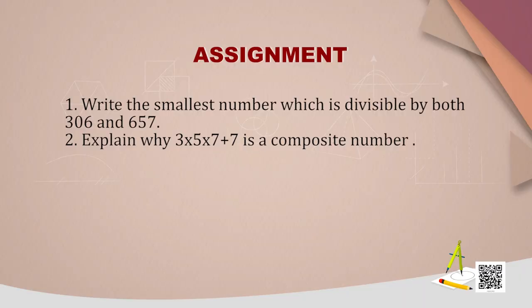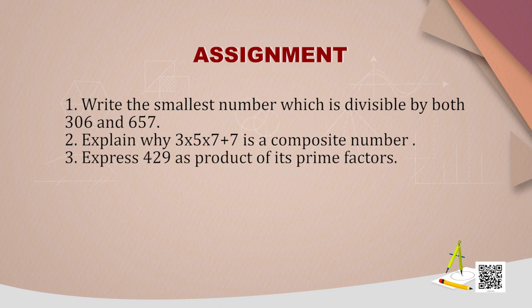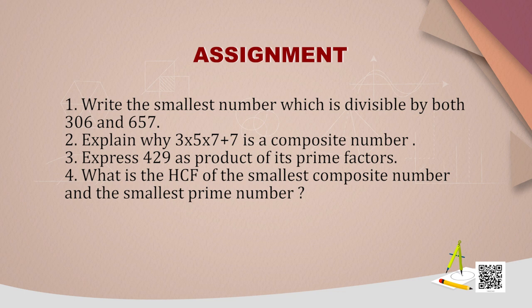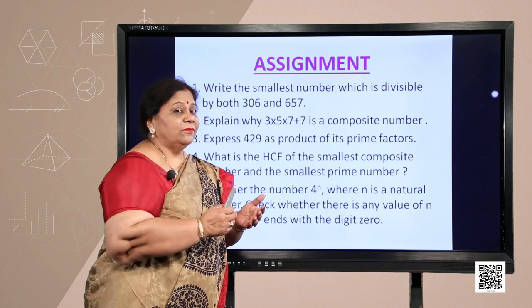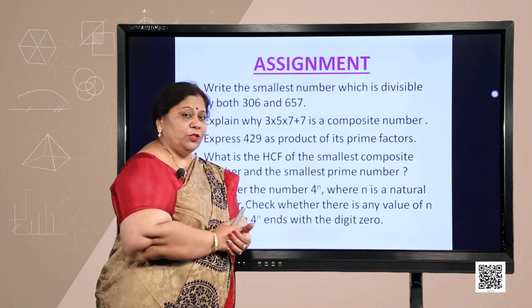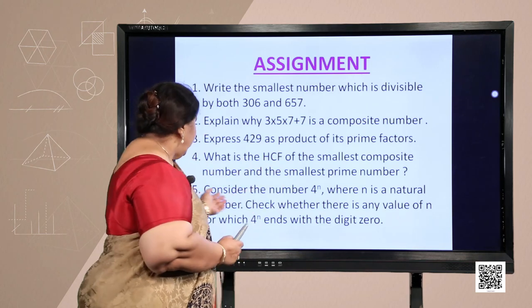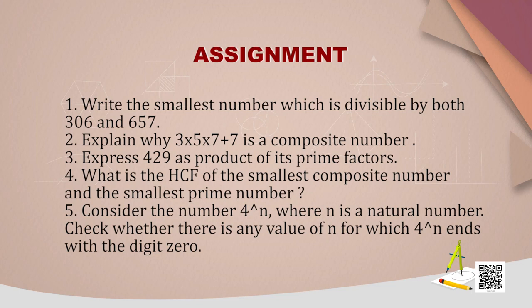Next question, explain why 3 into 5 into 7 plus 7 is a composite number. Question number 3, express 429 as a product of its prime factors. Fourth question, what is the HCF of the smallest composite number and the smallest prime number? I can give you a hint here. What is the smallest composite number? 4. And what is the smallest prime number? 2. Now, I think you can find out the HCF. Next question, consider the number 4 to the power n, where n is a natural number. Check whether there is any value of n for which 4 to the power n ends with the digit 0.